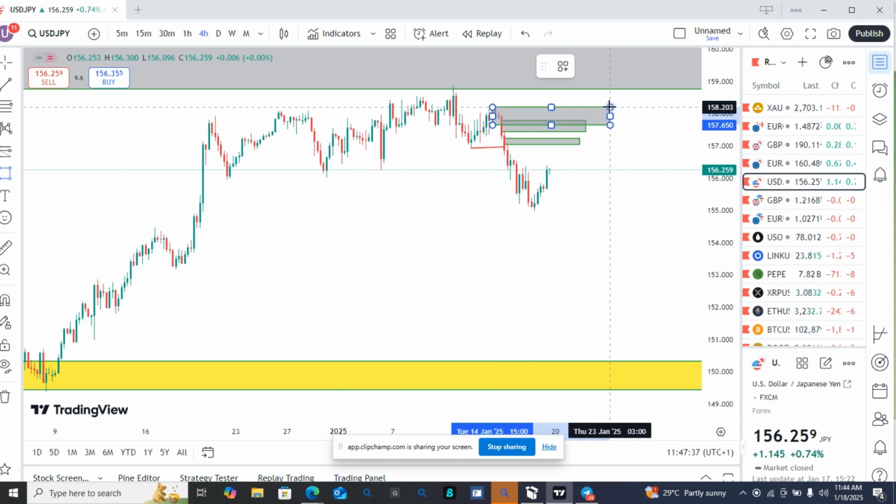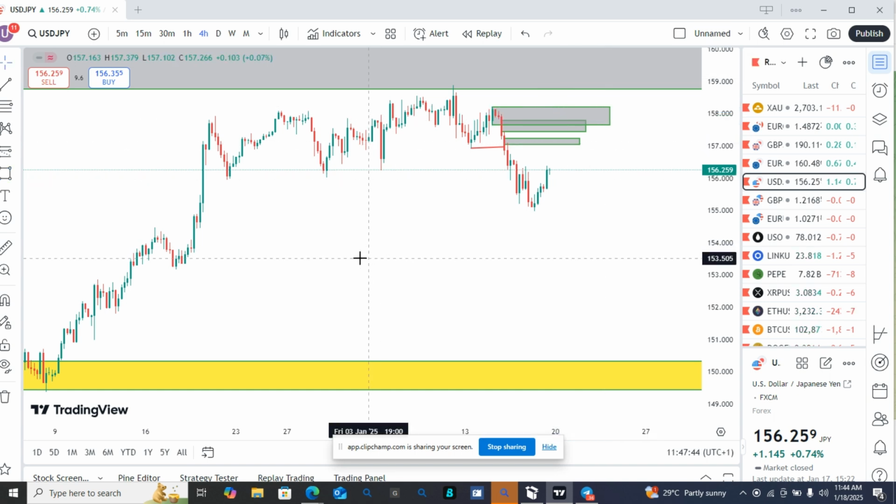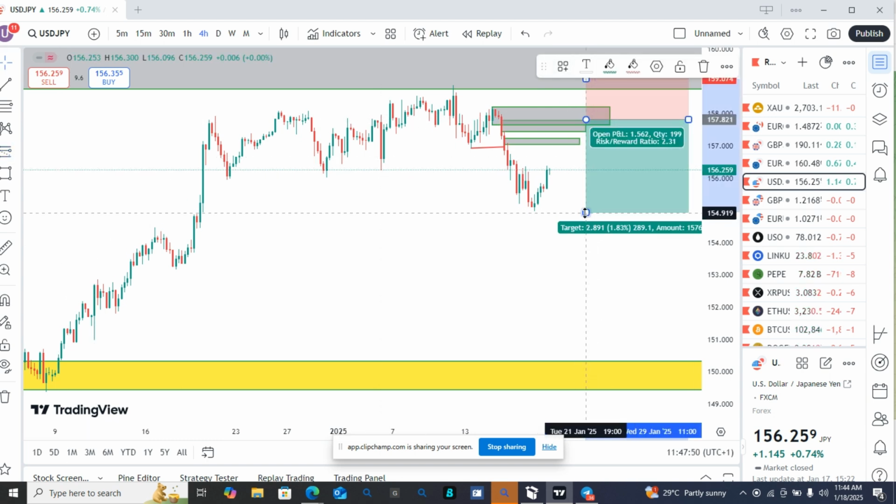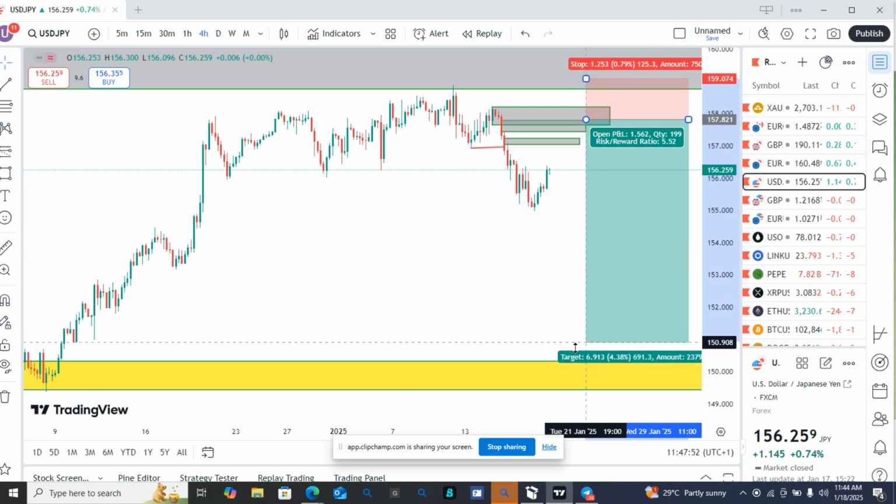So once price comes here, we'll move down to the 15 minutes time frame and look for what? Change of character. Once you see change of character, we'll do what? We pick our sell. And once we pick this sell, we are holding it to this yellow zone. That's where this price is going. We are holding to this yellow zone.